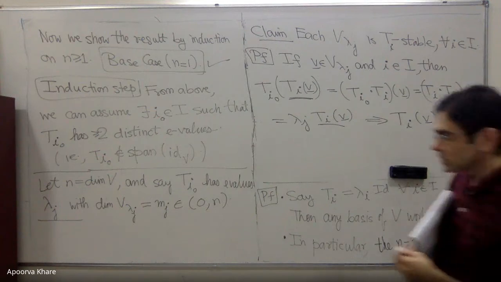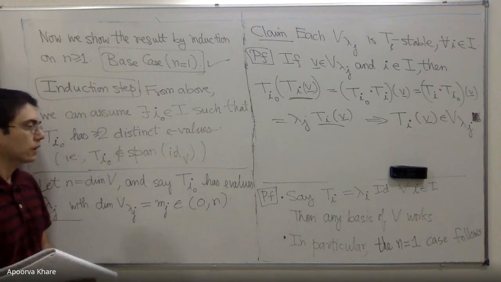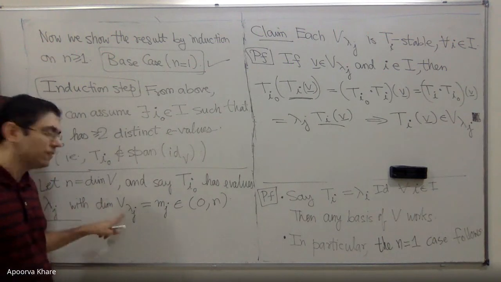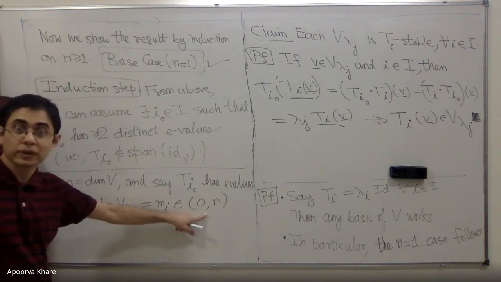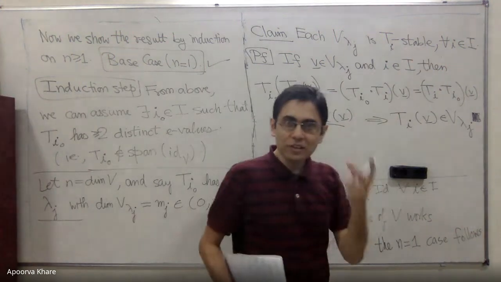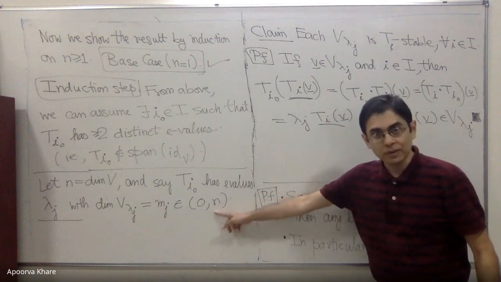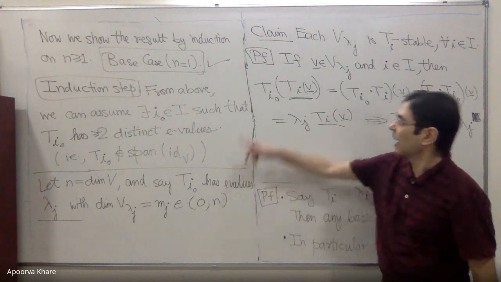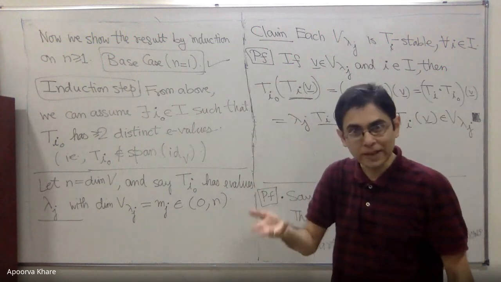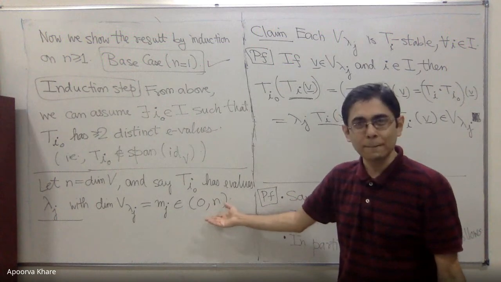Okay. Now here is the point. What I want to say is that every V lambda j, which is of smaller dimension, is Ti stable. That means I can replace V itself by V lambda j of a smaller dimension, and every Ti acts from V lambda j to V lambda j. So the theorem applies for a smaller dimensional subspace. I can use the induction hypothesis and I'm done.